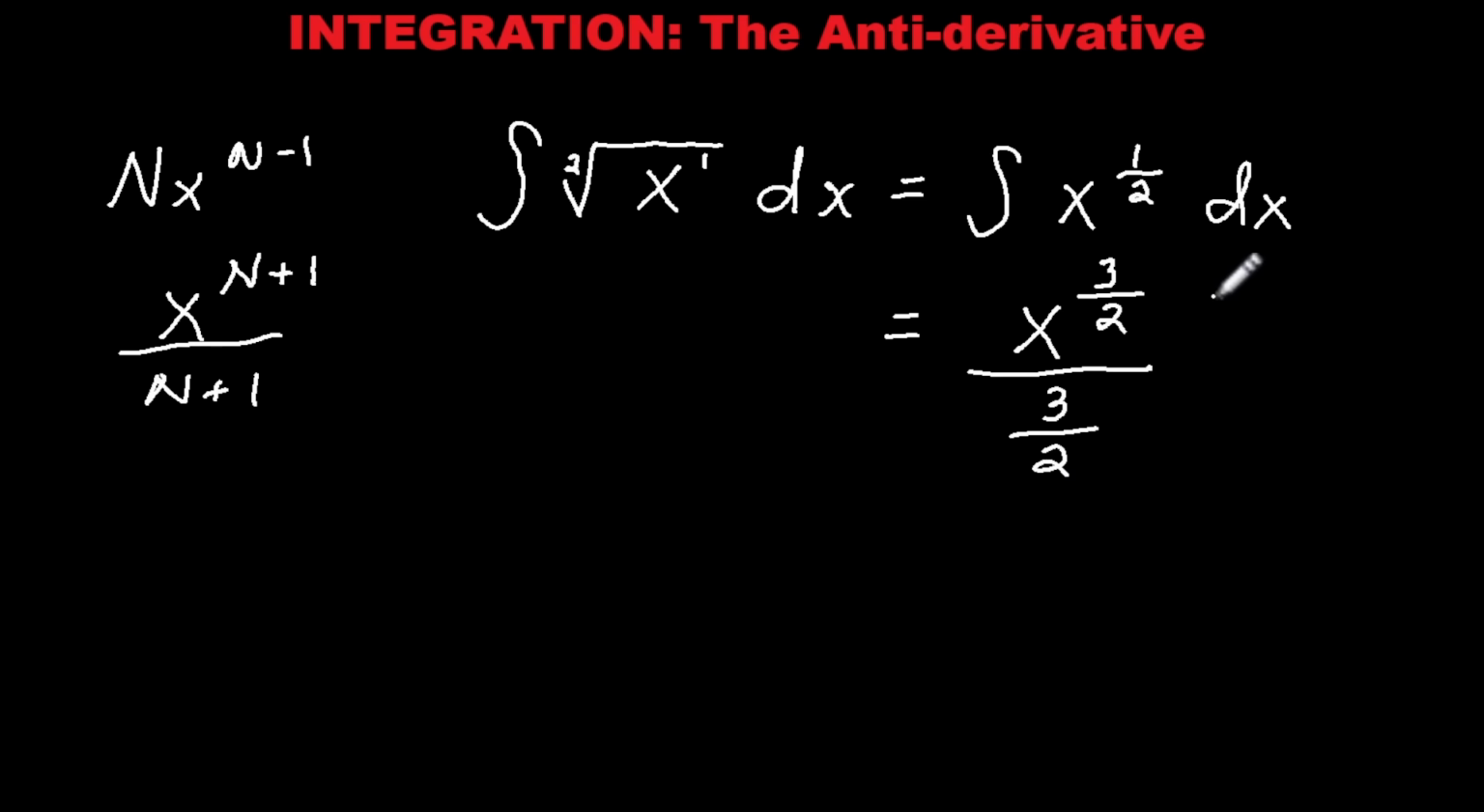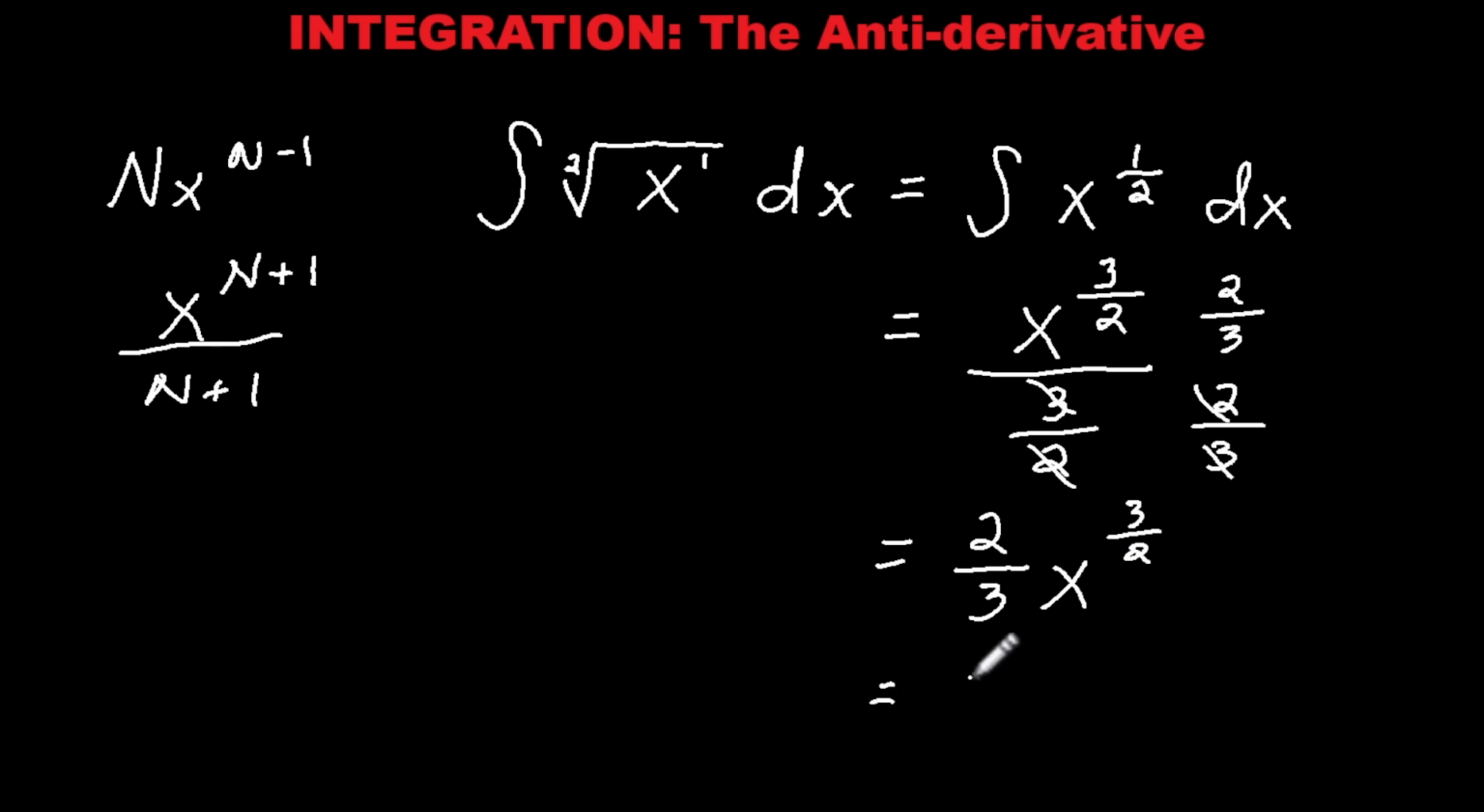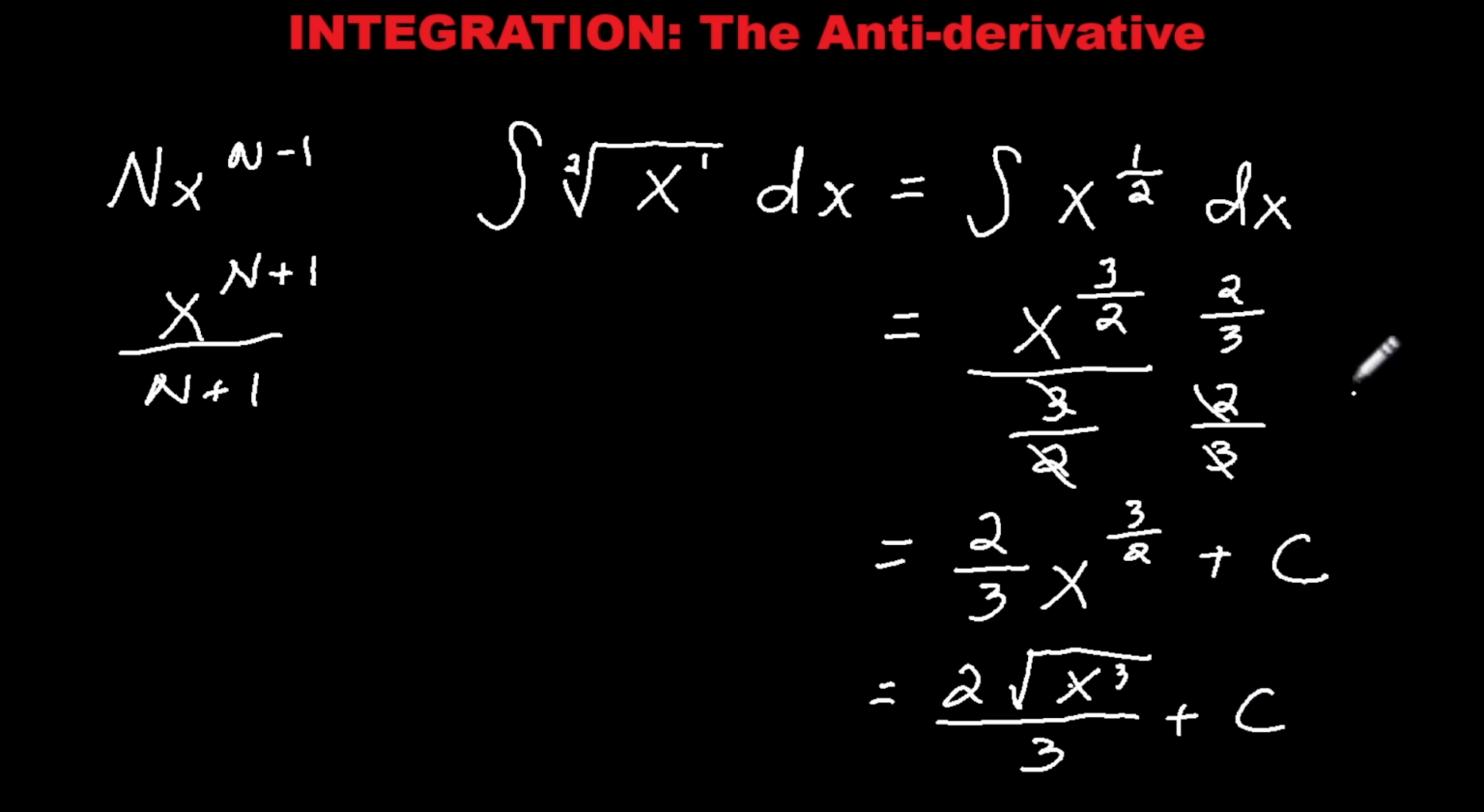And with this here, if I multiply the top and the bottom by 2/3, well, this will cross simplify to give me a 1 in the denominator, and this 2/3 will come to the front. So our final answer is 2/3 x to the 3/2 power. And if you want to put this back in radical form, you have 2 x to the 3rd over 3 plus c. And I did forget the c on this line and on this line.